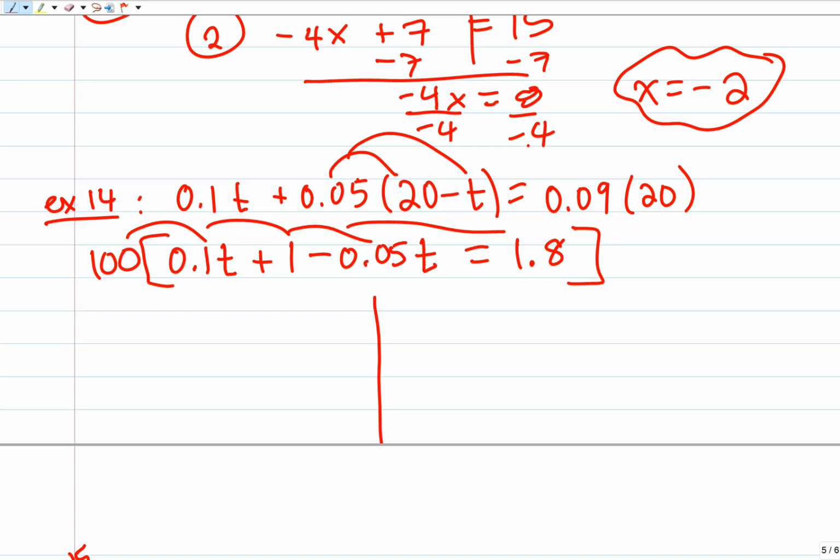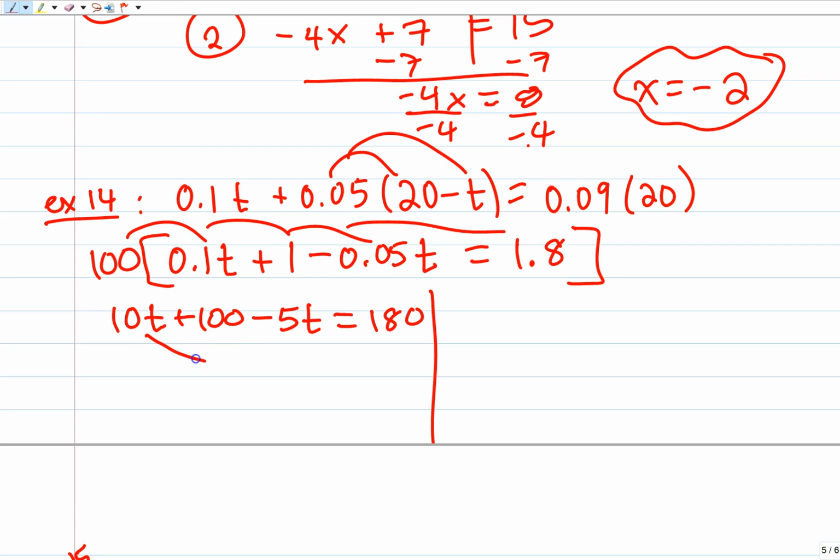Ready for this? 100 times 0.1t, 100 times 1, 100 times negative 0.05t equals 100 times 1.8. Could you solve it from that? No more decimals, right? So I heard combine like terms. Are you going to show us if you do decimal? Yeah. Okay. Now what?